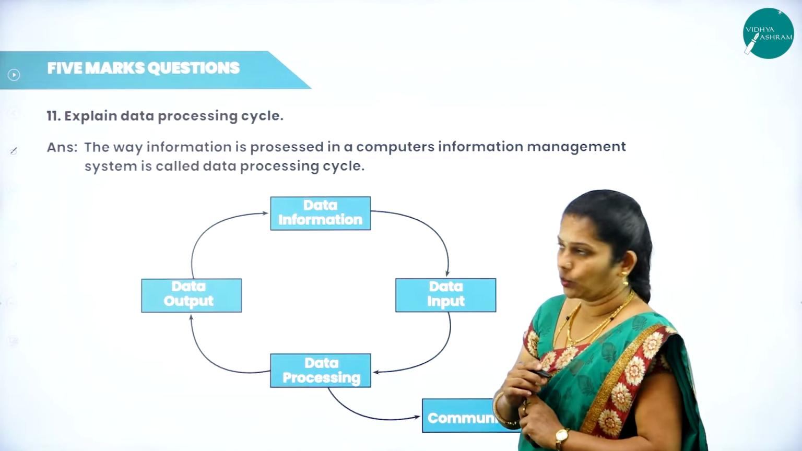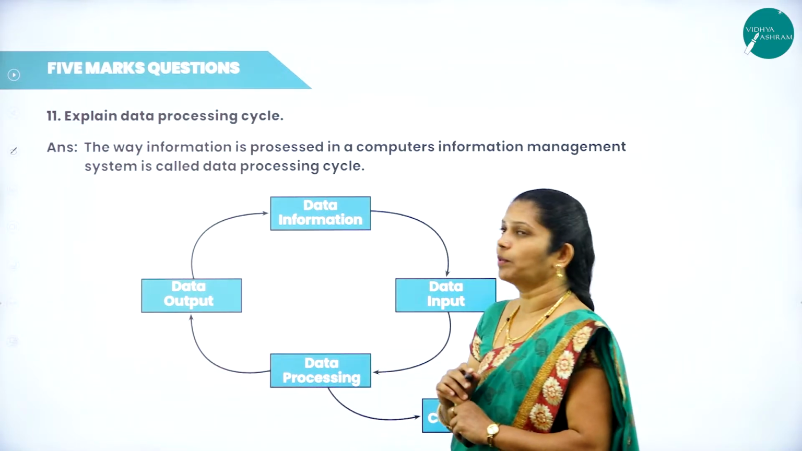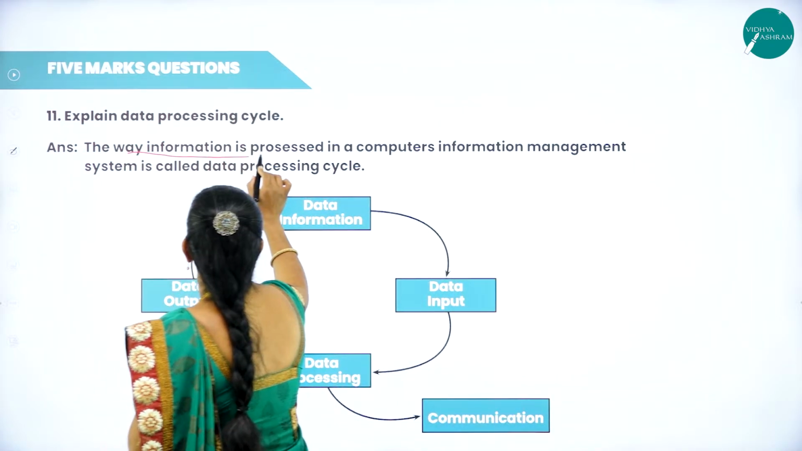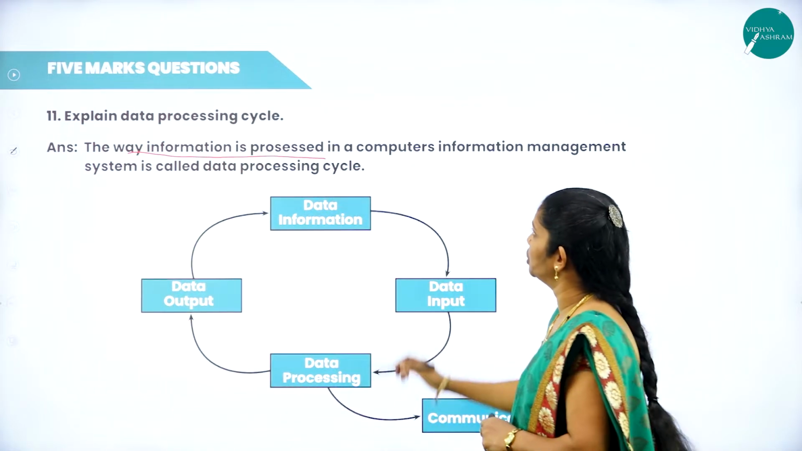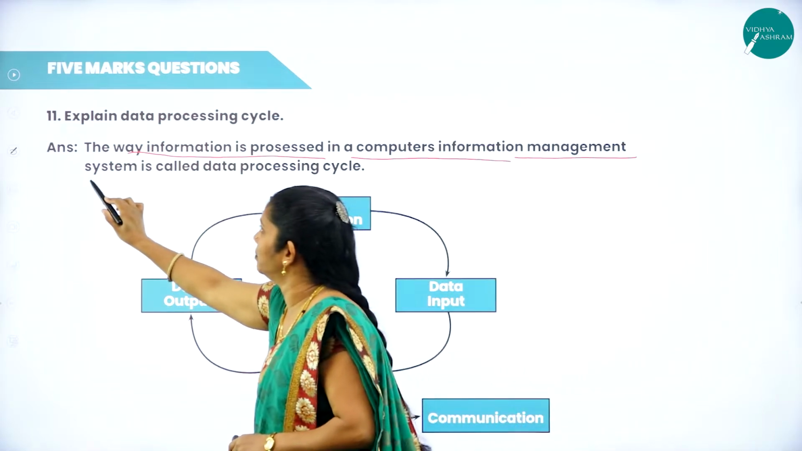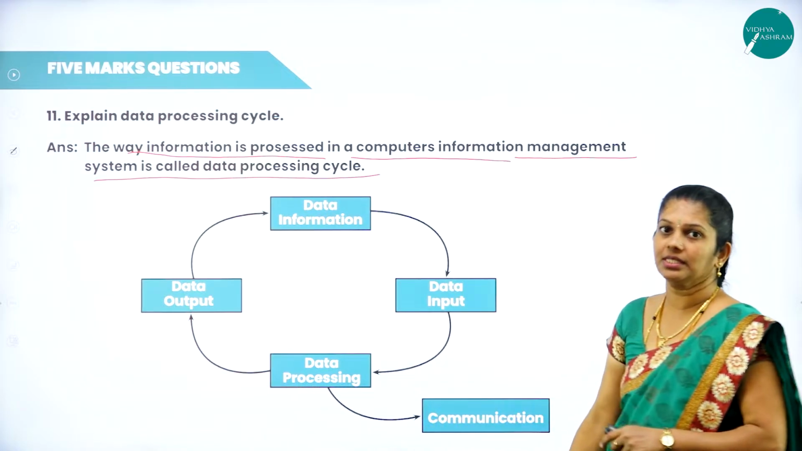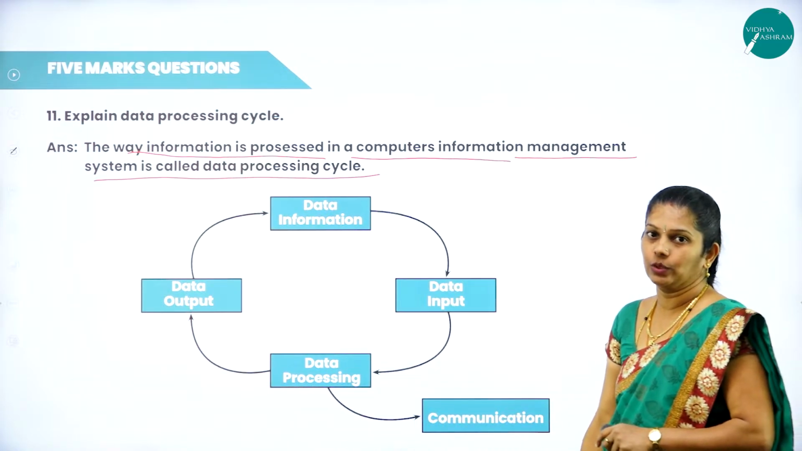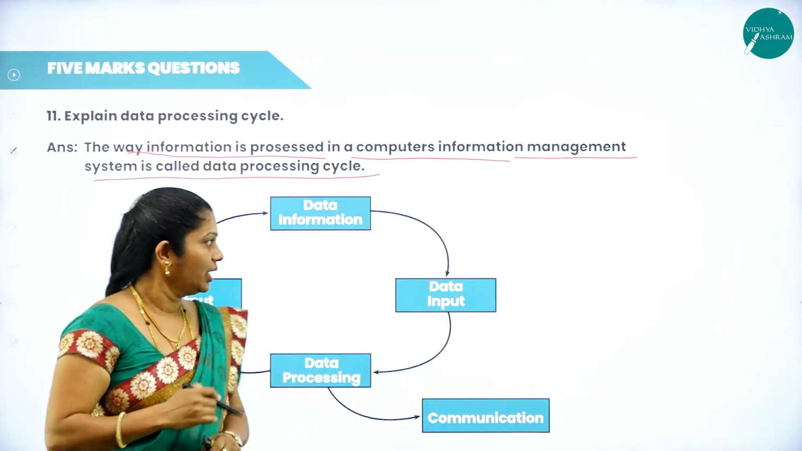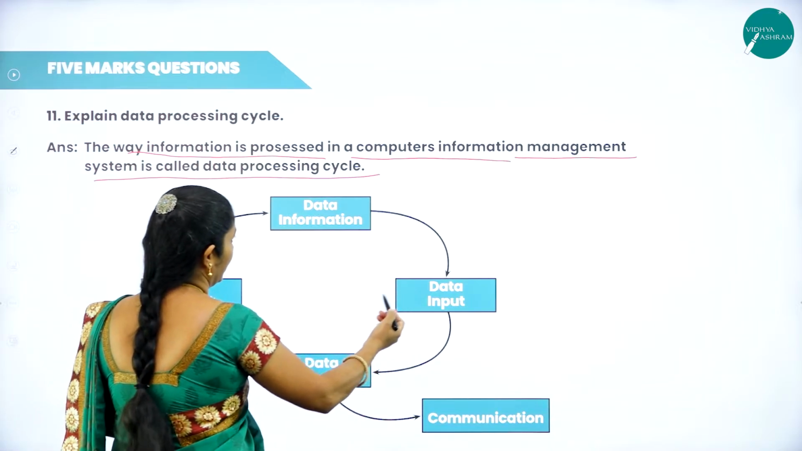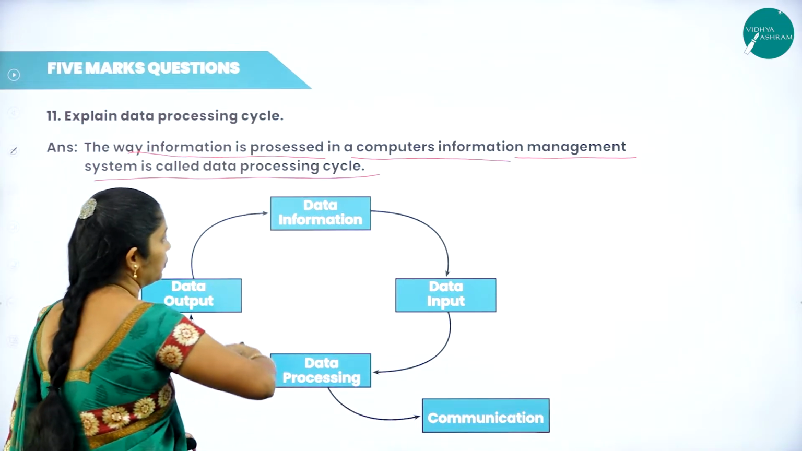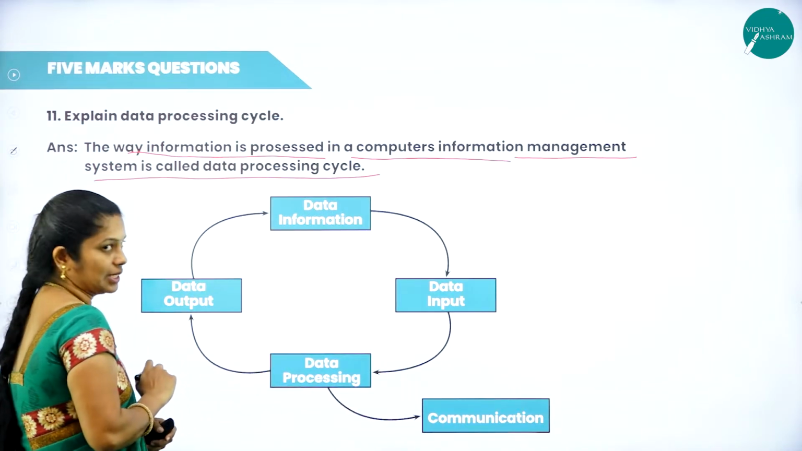Next we will move on to 5 marks questions. Here, explain the data processing cycle. When we come to the data processing cycle, it is how information is processed. How exactly is the information processed in a computer? An information management system is called a data processing system. How does it convert data into useful information? Under this, which stages does it follow? There we have data input, data processing, data output, data information, communication. These are the few stages of the data processing cycle.